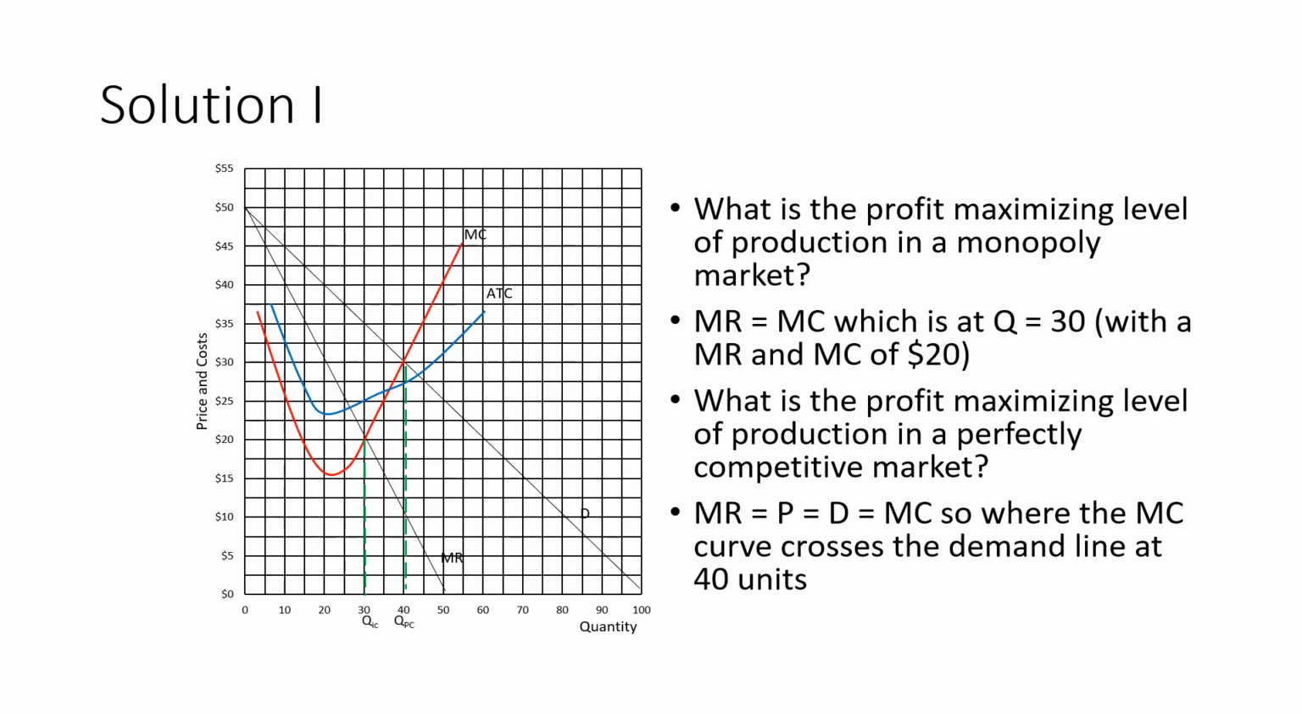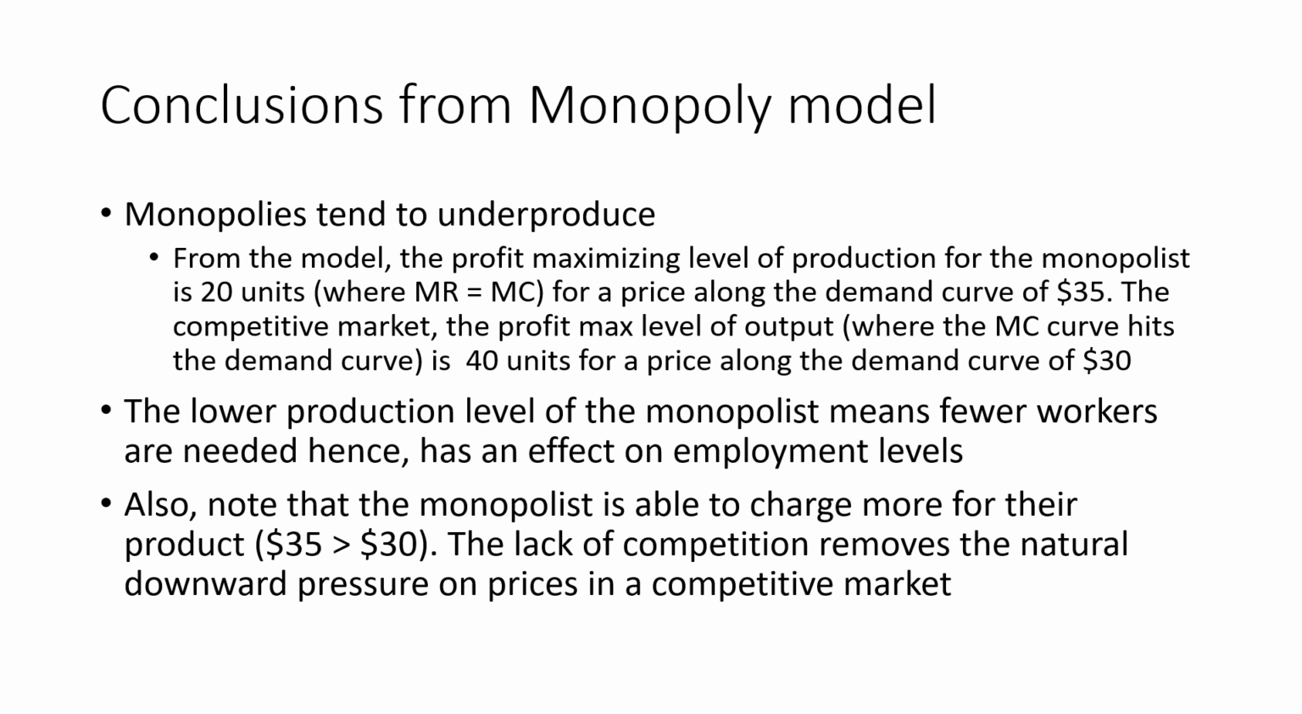And here's the solution to it. What is the profit maximizing level of production in a monopoly? And we talked about all this a couple slides back. What is the profit maximizing level of production in a perfectly competitive firm? 30 units, 40 units. These are just the conclusions we draw from the problem and from the model. It's stuff we just talked about. We're just synopsizing our conclusions here.